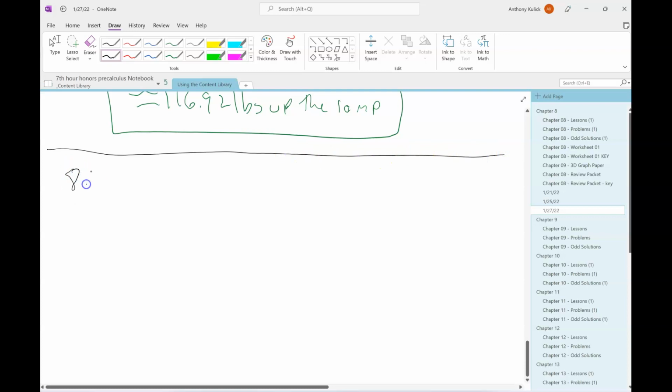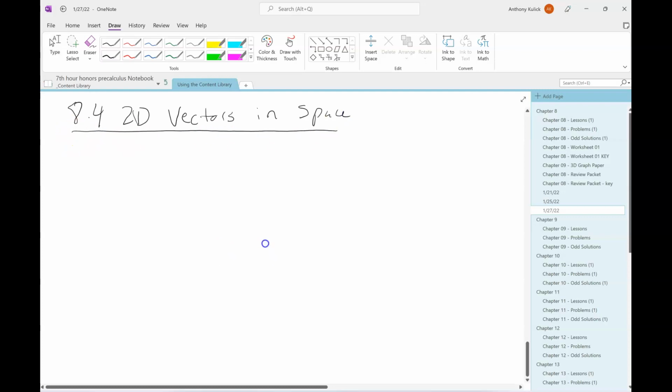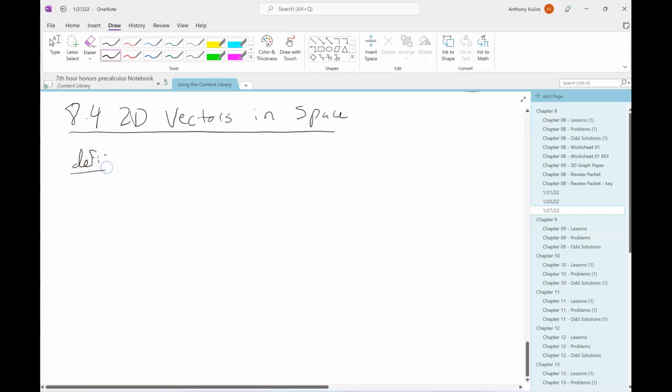Today we're going to do section 8.4, which is about two-dimensional vectors in space. Sounds like a cartoon to me. So, we're going to start our discussion of two-dimensional vectors in space by introducing to you yet another vector representation.